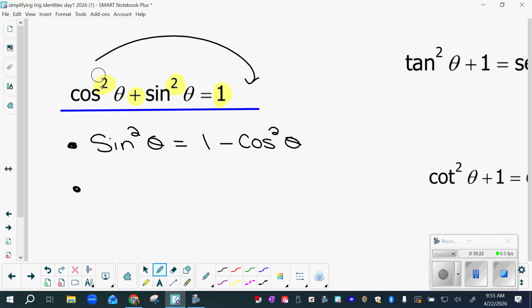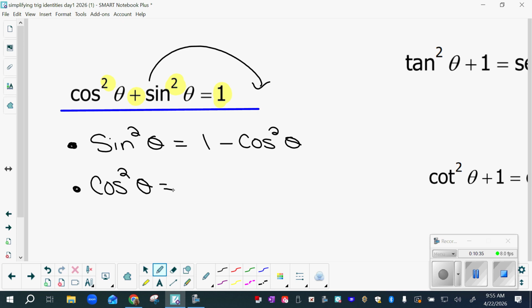We can also get cosine by himself. And you know what I'm going to do? I'm just going to move sine over. So can you try doing that all by yourself? It's going to be cosine squared theta equals something. That's it. 1 minus sine squared theta. Beautiful. Love that. Okay.